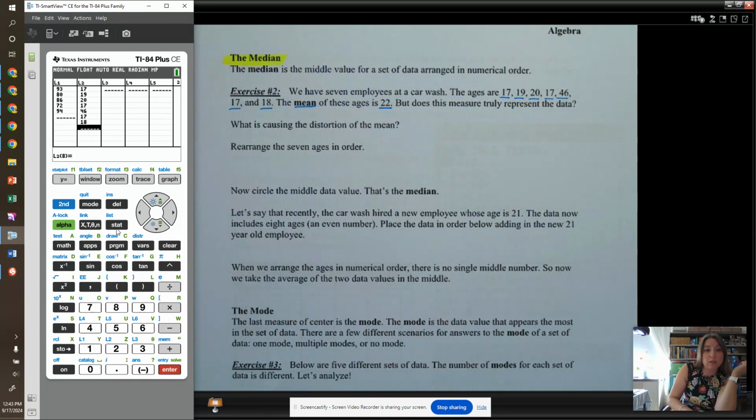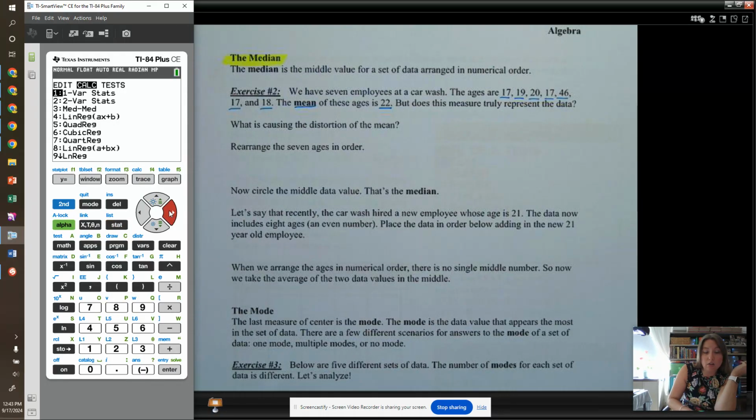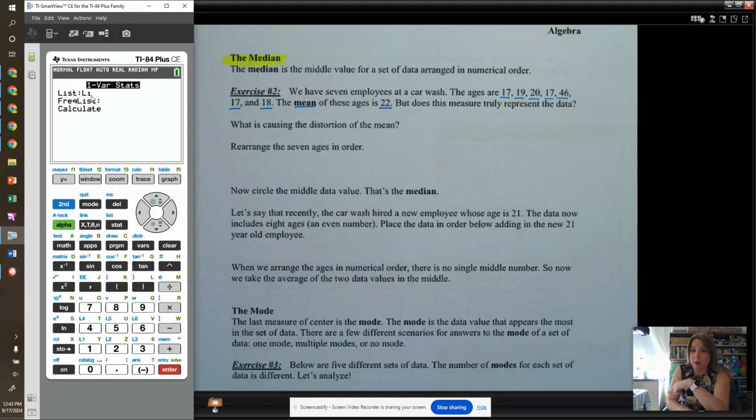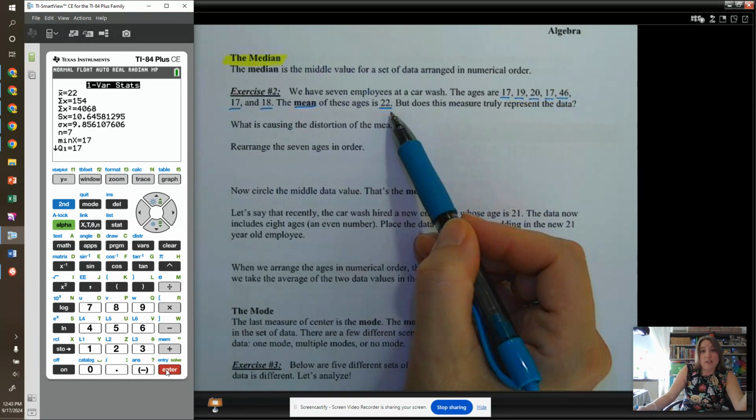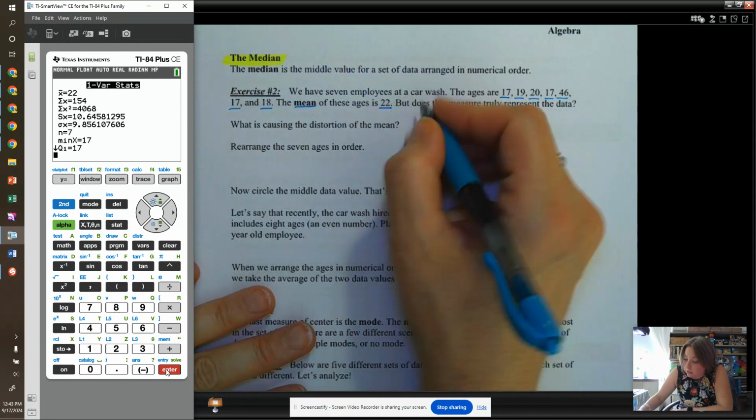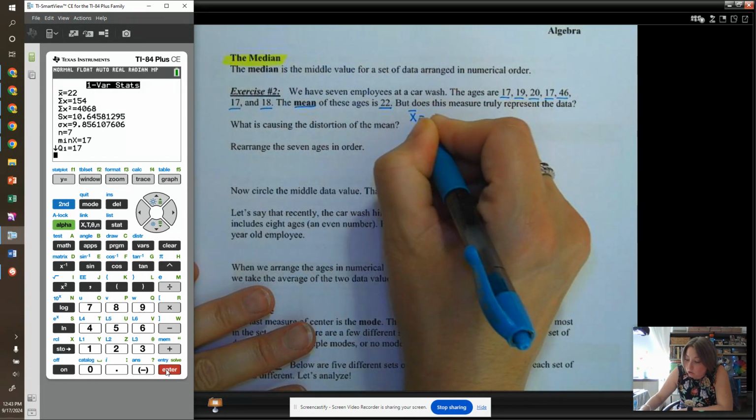So when I press stat and arrow right to calc, I want to perform one var stats. So I press enter, but this time I need to change my L1 to match where I put my data. So I'm going to press second and 2 to get this to change to an L2 to run my one var stats on the data I just entered in L2. Now we will press enter until we calculate, and yes, so our question that said the mean was 22, that's correct, okay? So the mean is 22.